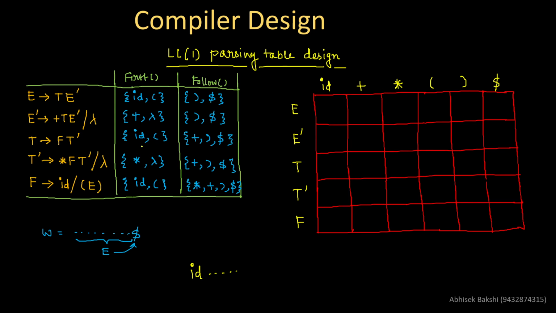That means which production rule we put in which particular cell depends on the first of the RHS, the first character of the RHS. For example, E to TE dash. Where will I put it? In the first of T, and first of T means ID and opening brace. That means E to TE dash I will put over here, here as well as here.